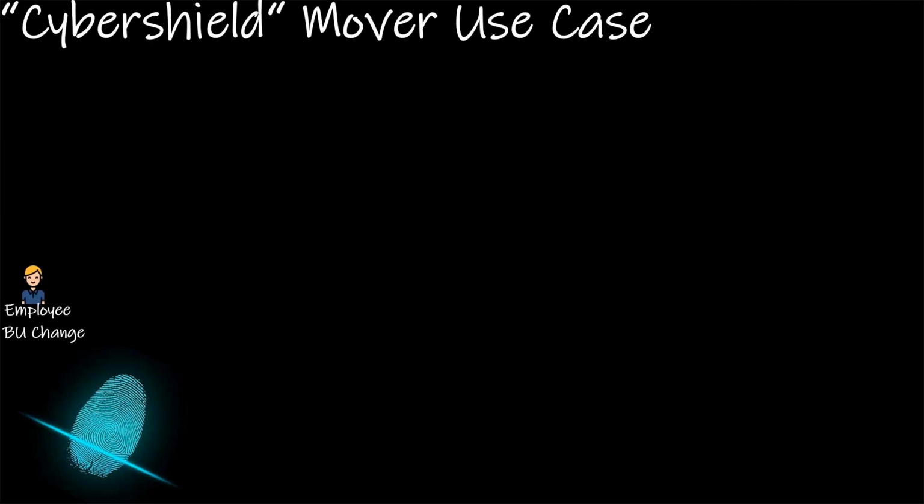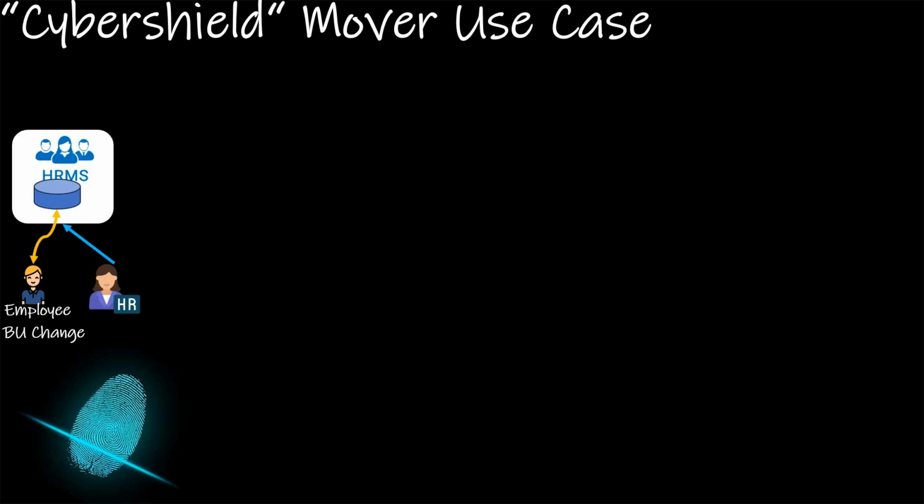Let's consider another scenario. Employee got transferred from the marketing business unit to administration business unit. Or employee got promoted to manager role, or employee got transferred from New York to Chicago. HR admin will update employee records in HRMS system and update all information that is changed, new business unit, new role, or new location.